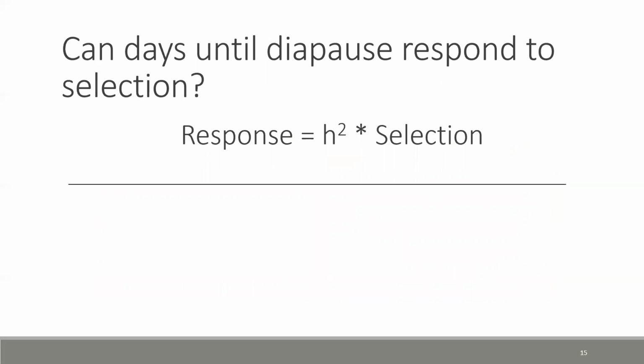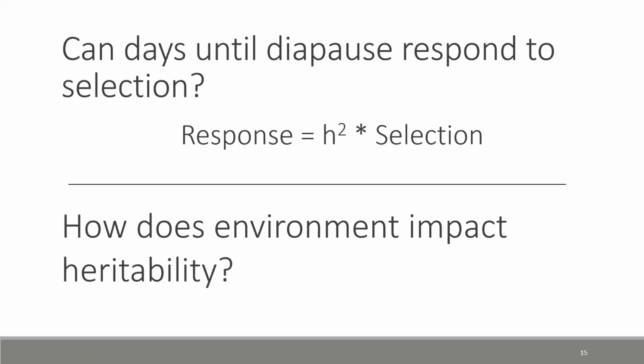So we wanted to know some things about this new trait that we defined. First we needed to know whether days until diapause can respond to selection. The response to selection depends on 2 factors, which are the strength of selection and heritability, or H squared. So we needed to determine the heritability of days until diapause, which is how much variation in the trait is controlled by genetics. Because even if the strength of selection is strong, the trait can't respond if there is no heritability in the trait. Secondly, we were interested in knowing how the environment that is experienced at different points along the range expansion would impact heritability.